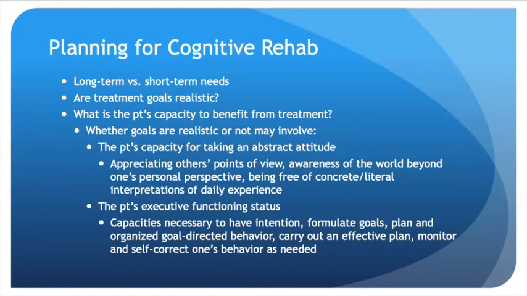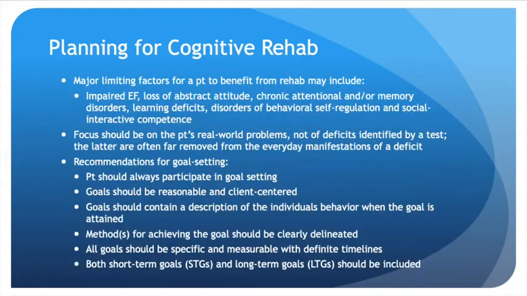That is not necessarily the best time to try to start providing treatment. And whether the goals are realistic or not might involve the patient's capacity for taking what's referred to as an abstract attitude and also their executive functioning status. Major limiting factors for a patient to benefit from rehab might include impaired executive function, loss of abstract attitude, chronic attentional and/or memory disorders, learning deficits, and disorders of behavioral self-regulation and social interactive competence.